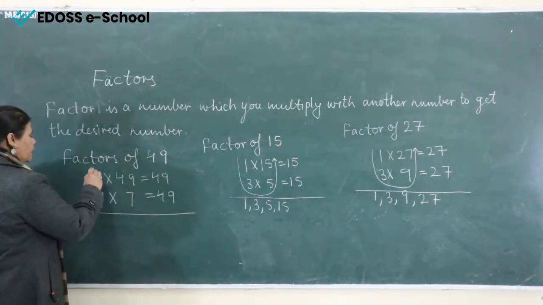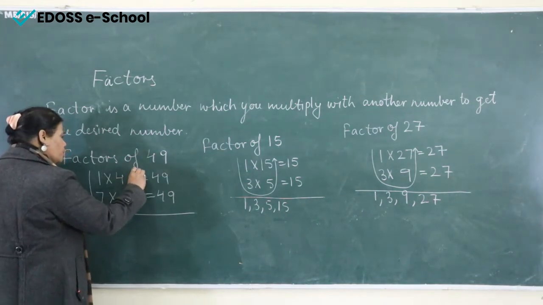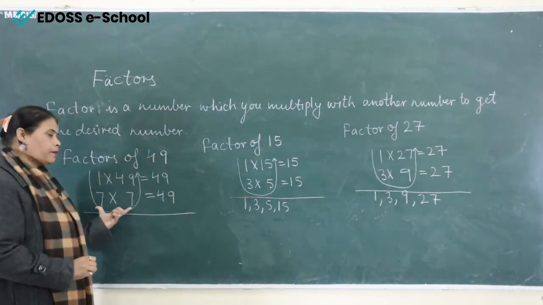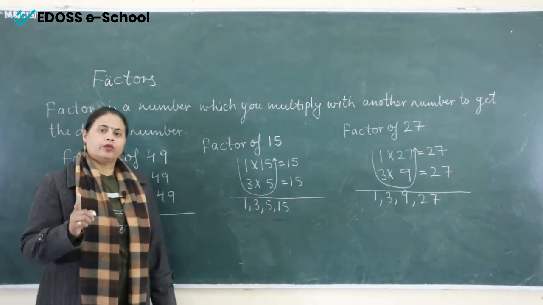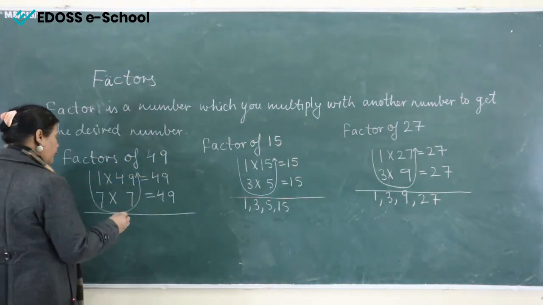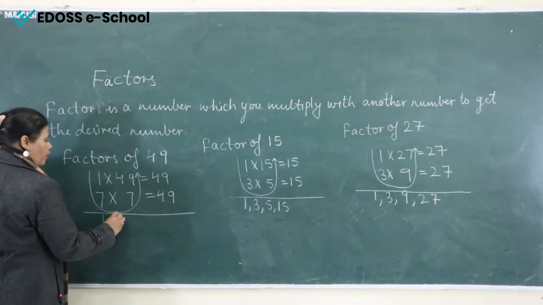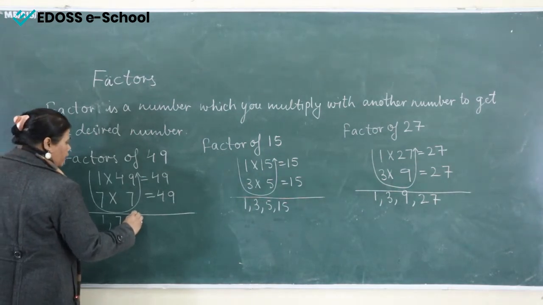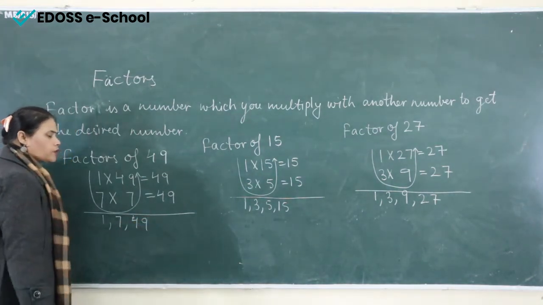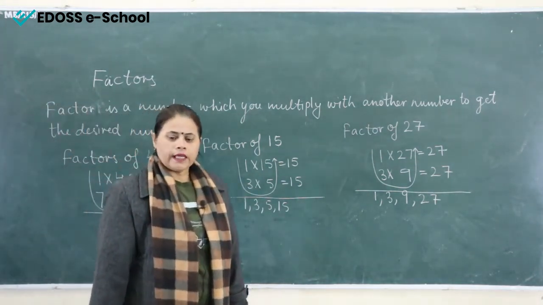So we will write down the factors here. My factors are, again, you have to write them in the U shape, and remember one thing: 7 is repeating 2 times, but you have to write it only 1 time. Don't write it again and again. So here it is: 1, 7, 49. So here are the 3 factors of 49.